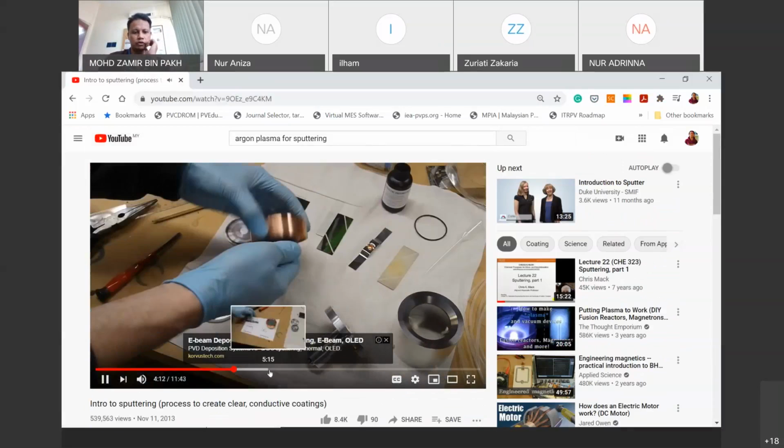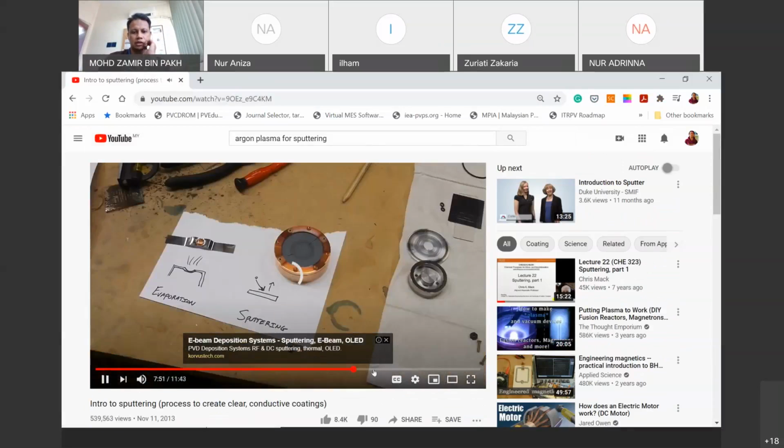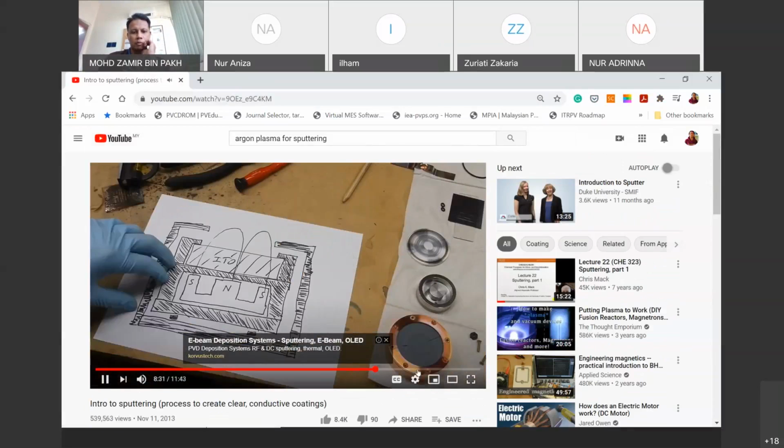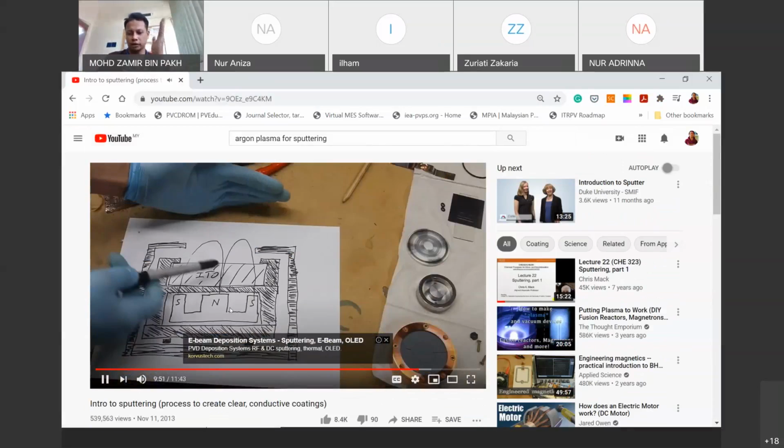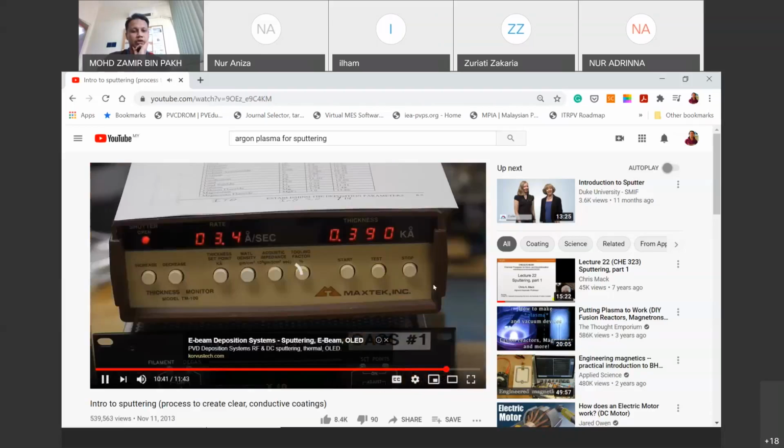You can explore later on YouTube. So more or less that's how it looks. The system, the mounting, the copper plate. Now this magnetron. We will discuss the magnetron next week. Why do you need to use the magnetron?